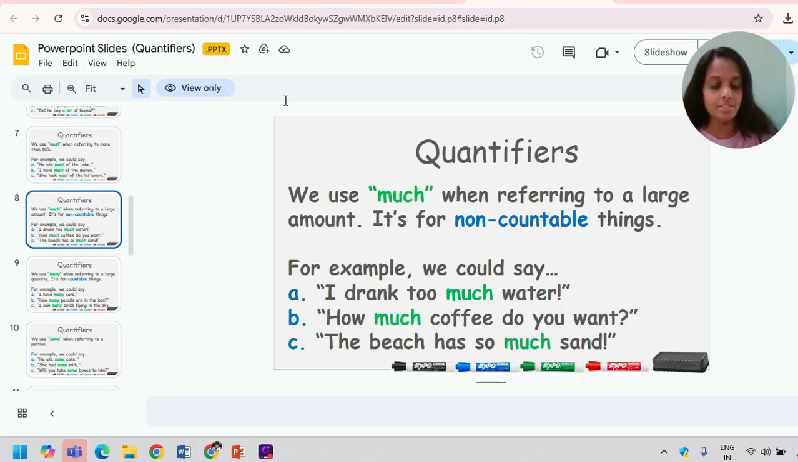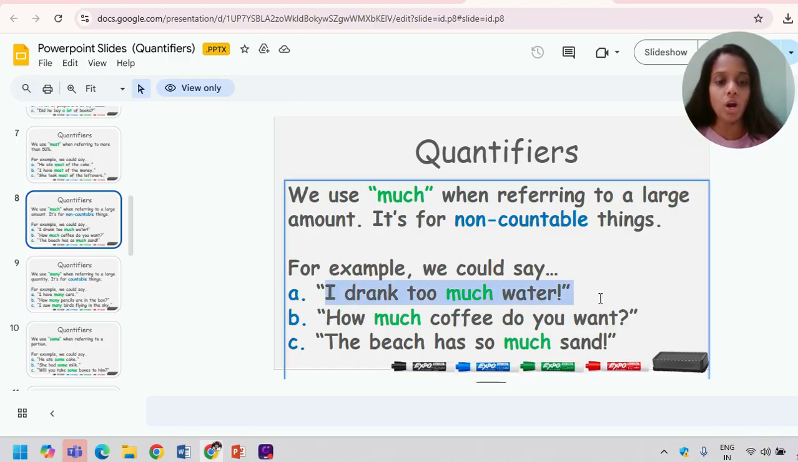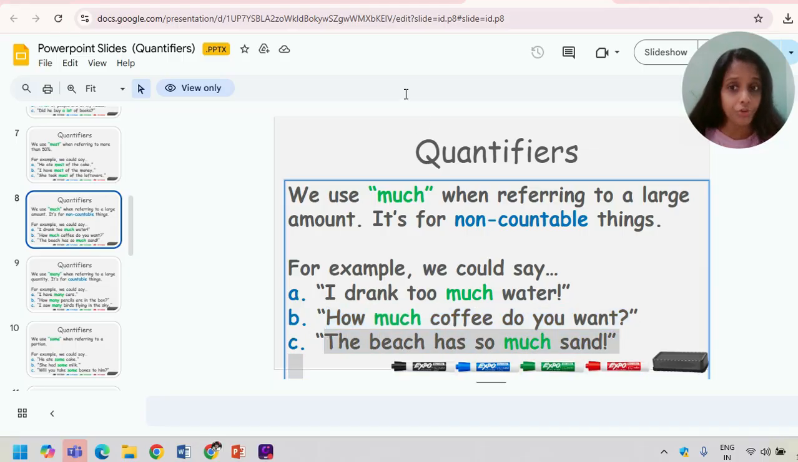The next one is an important quantifier, much. We will use much when we are talking about a large amount of something that you can't count. Remember, it's for non-countable things. I drank too much water. How much coffee do you want? The beach has so much sand. Here is a quick tip for you. You should not use much with plural countables. You wouldn't say much books. No, that's many. Got it?